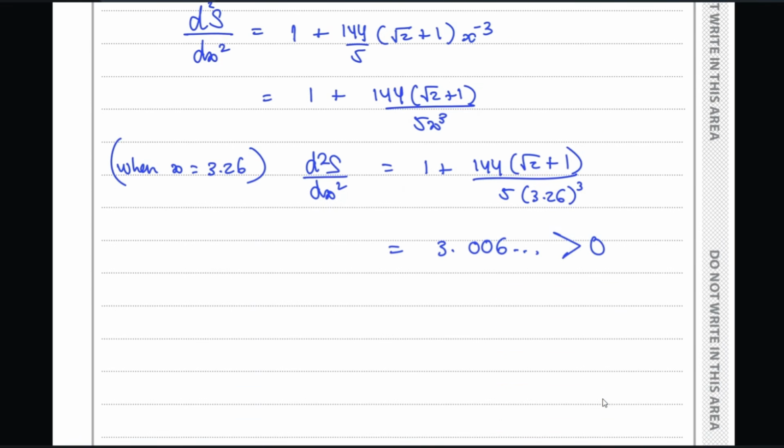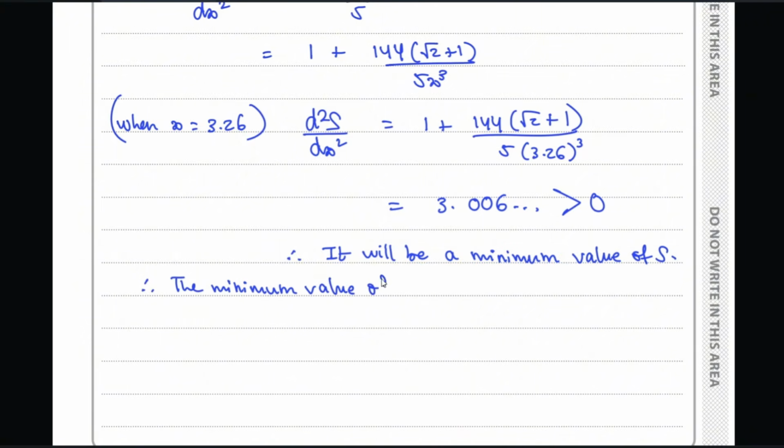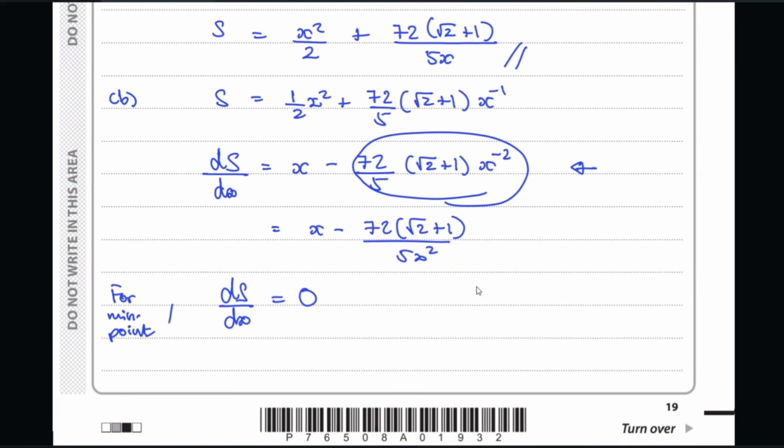So when d squared s over dx squared is positive, that means the value of s would be a minimum value. So therefore, it'll be a minimum value of s. Then finally, we can say the minimum value of s occurs when x is equal to 3.26, and that's our answer. Okay, what do we need to do next? So this was question B.